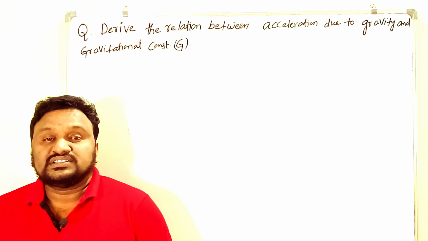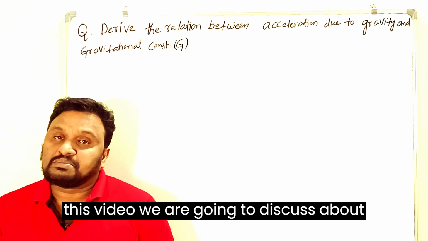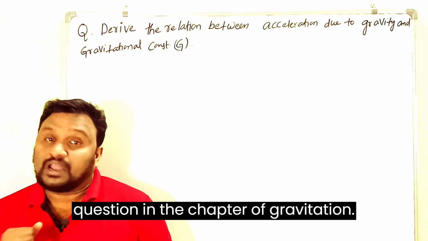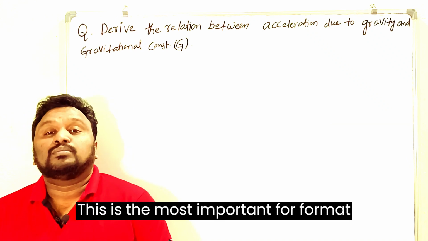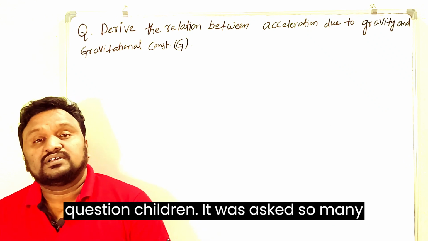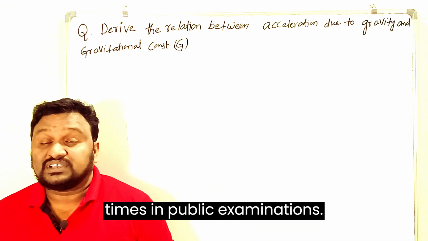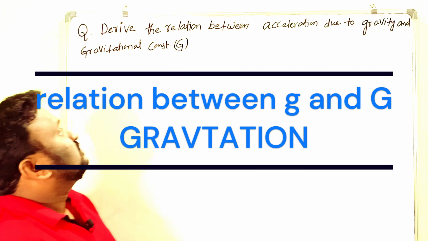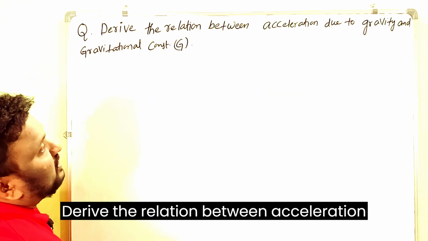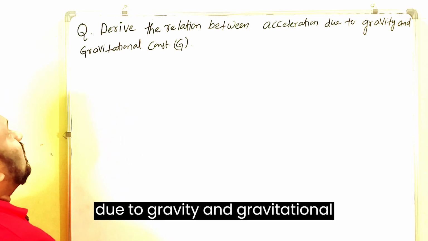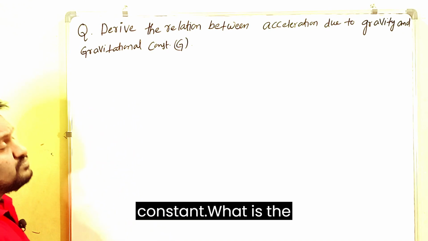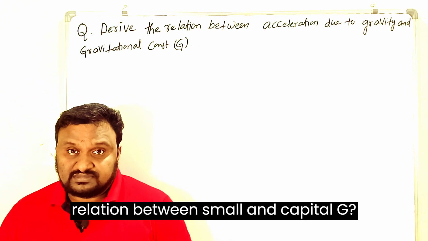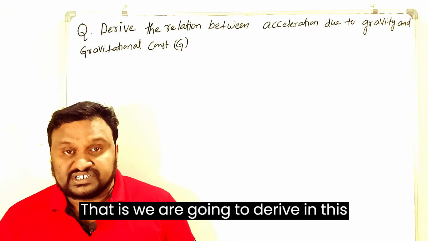Dear students, in this video we are going to discuss another important short answer question in the chapter of gravitation. This is the most important 4 marks question, children. It was asked so many times in public examinations. The question is: derive the relation between acceleration due to gravity and gravitational constant. What is the relation between small g and capital G? That is what we are going to derive in this case, children.